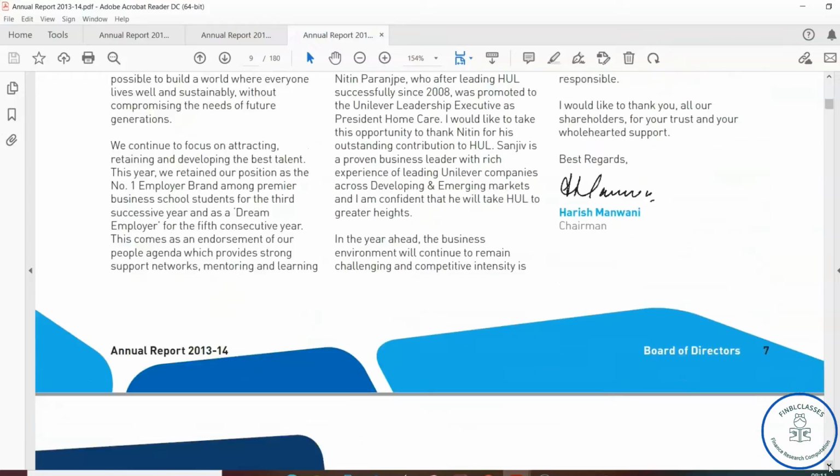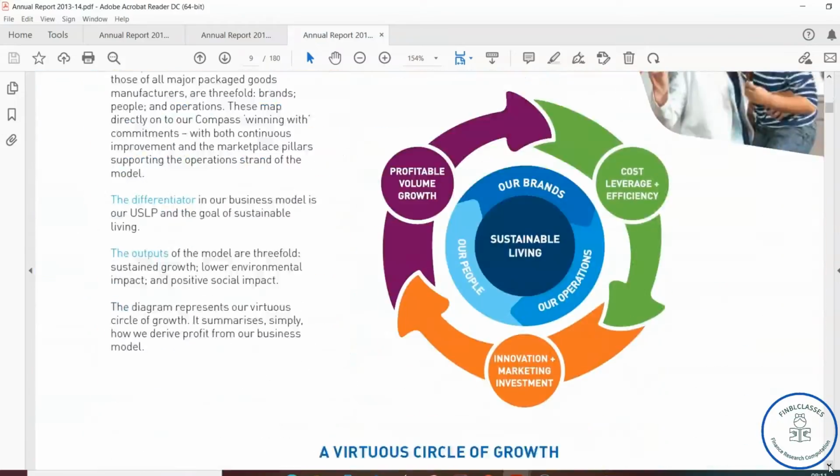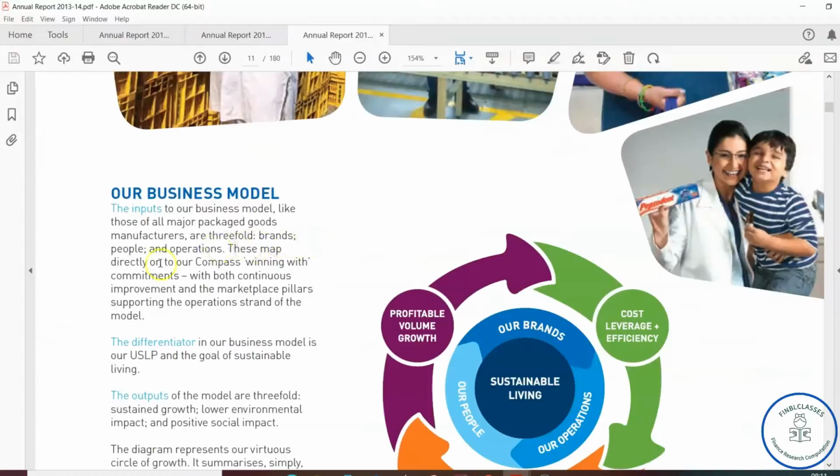Then one more thing you have to look into is the business model. What is the business model they are having? The inputs to our business model, like those of all major packaged goods manufacturers, are threefold: brands, people, and operations. So they have the USLP, right? This is a key differentiator of their business model.